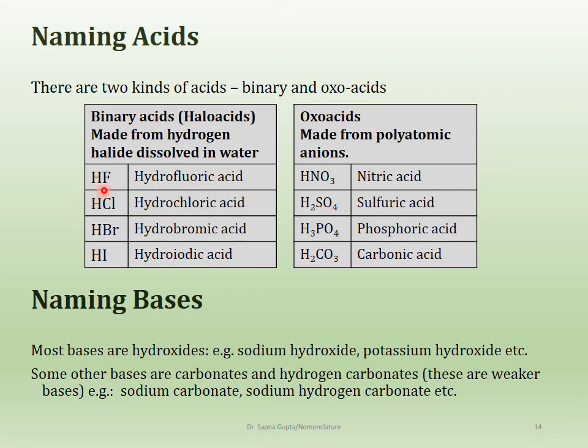So HF, when dissolved in water, will give you hydrofluoric acid. Hydrogen chloride dissolved in water gives you hydrochloric acid. And then, of course, these two other acids here. So all the acids will be made in water, all the time. These acids over here are called oxo acids because they have oxygen in them. So nitric acid, sulfuric acid, phosphoric acid, carbonic acid.